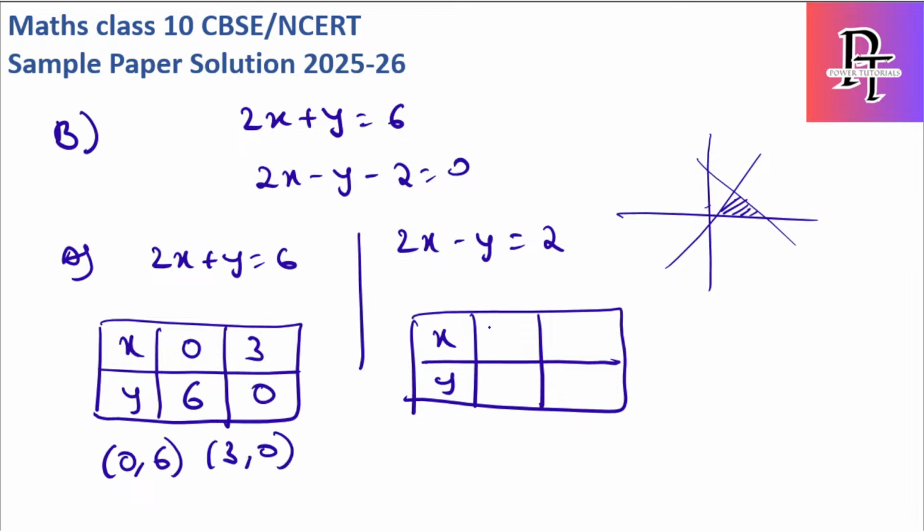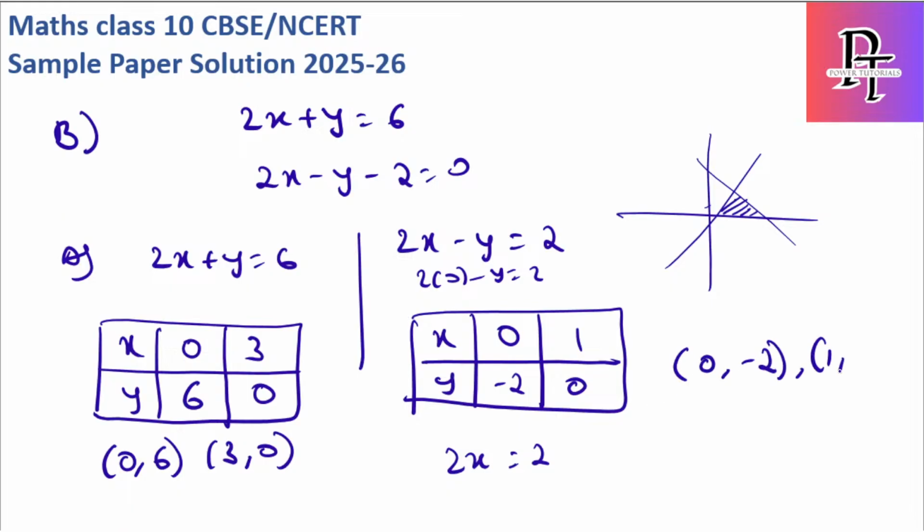In the same way for the second equation, keep x as 0, then it becomes 2 into 0 minus y is equal to 2. So simply y is equal to minus 2. In the same way, if I keep y as 0, I will get 2x is equal to 2, then the x value is nothing but 1. So for the second equation, I got 2 points which are 0 comma minus 2 and 1 comma 0. Okay, so we just have to mark these points in the graph sheet, draw it, and you'll get the area.